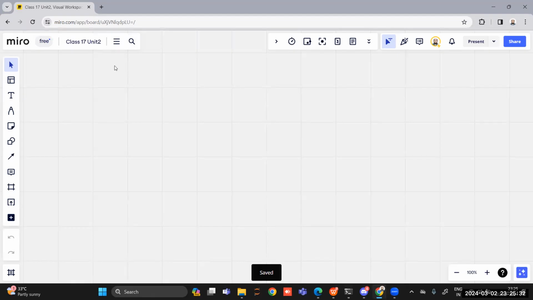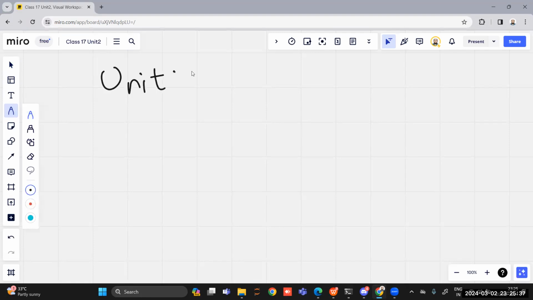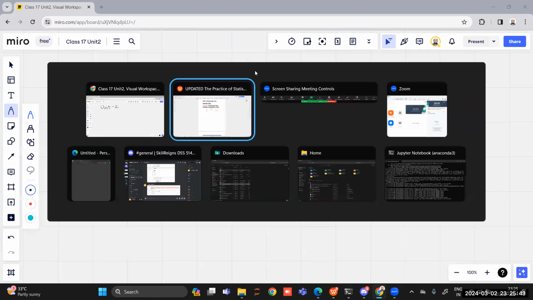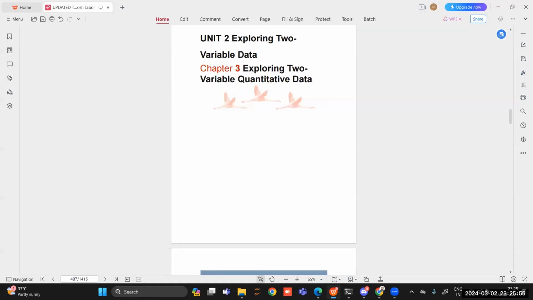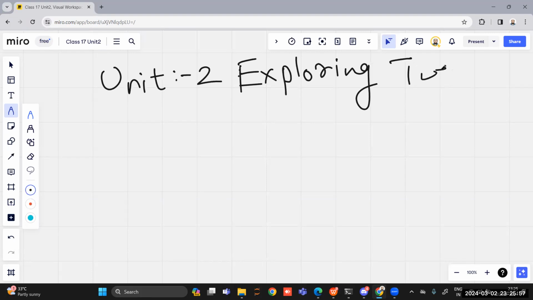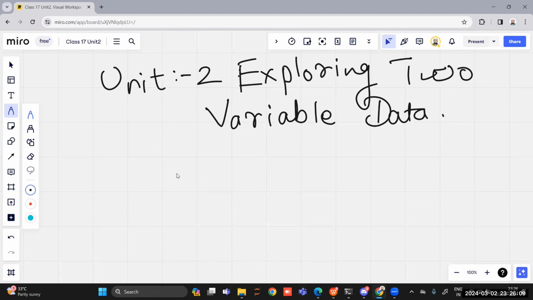What we are going to see in Unit 2 is quite interesting because we are going to learn new things here. What's the heading of Unit 2? Exploring two variable data. Two variable data.